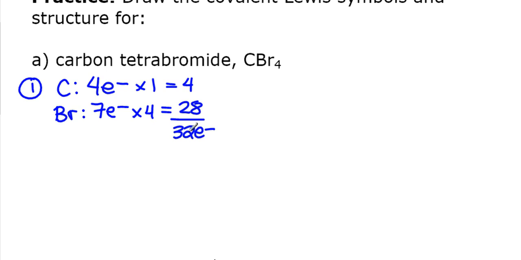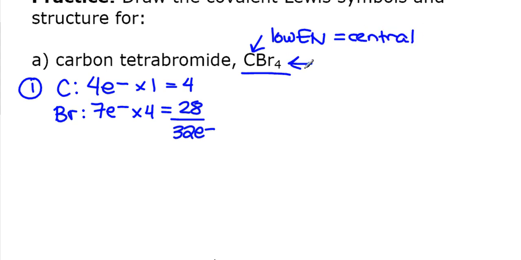Step 2, we have to figure out what's going in the center and what's going on the outside. So what you can do is look at the electronegativity values of carbon and bromine. Which one is lower? Carbon has a lower electronegativity compared to bromine. So it's going to be the central atom. And bromine will go on the outside.